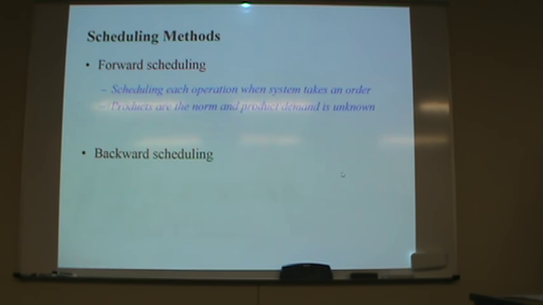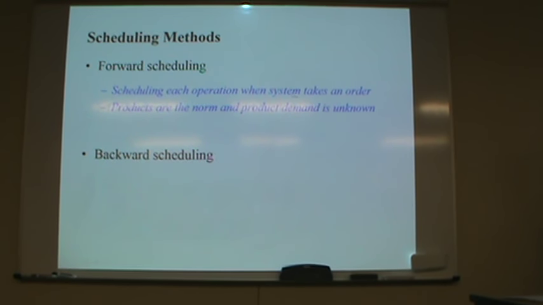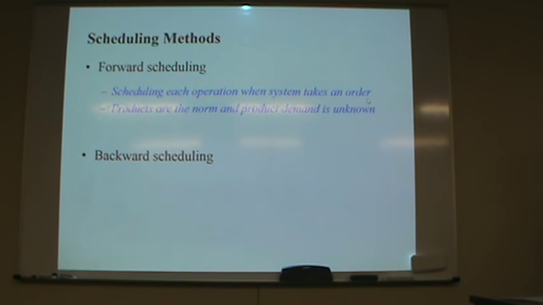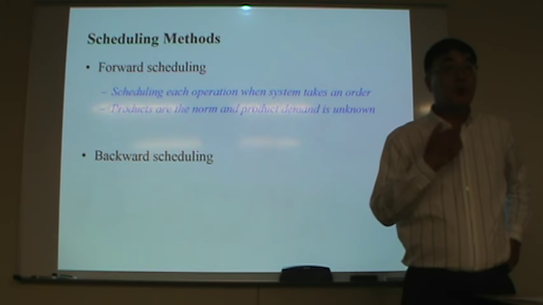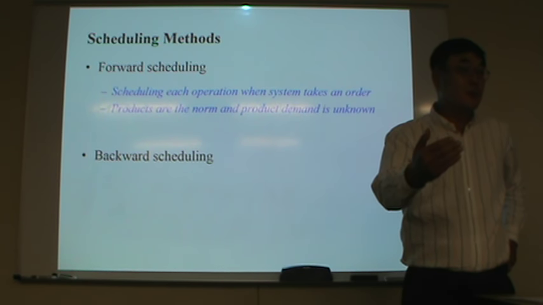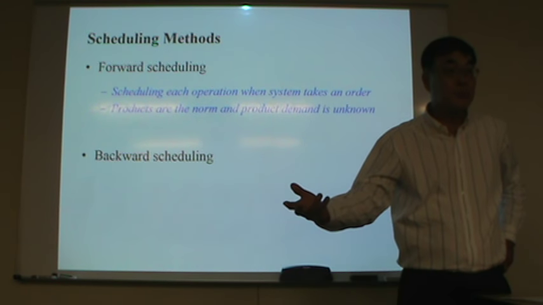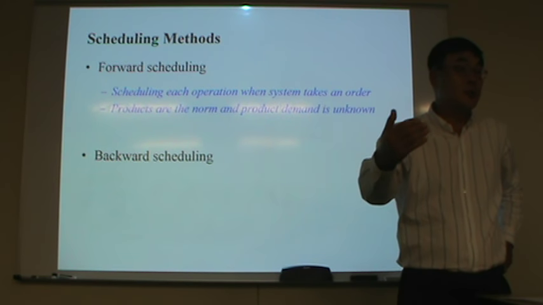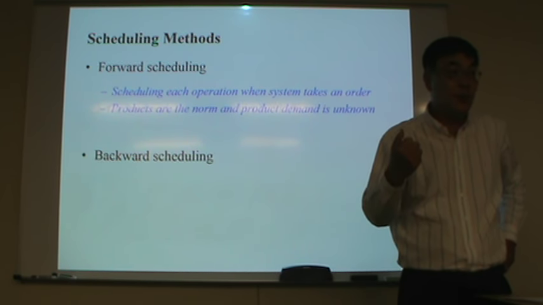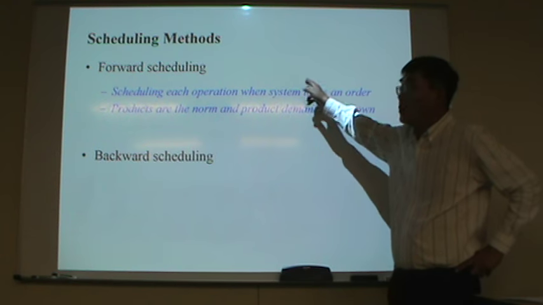So, forward scheduling: scheduling each operation when the system takes an order, a make-to-order system. Products are known, and product demand is unknown. In a make-to-order system, we don't know the demand, right? So we use a make-to-order system. If we don't know future demand, we should act after we receive an order, that is, a make-to-order system. In that case, forward scheduling is better.